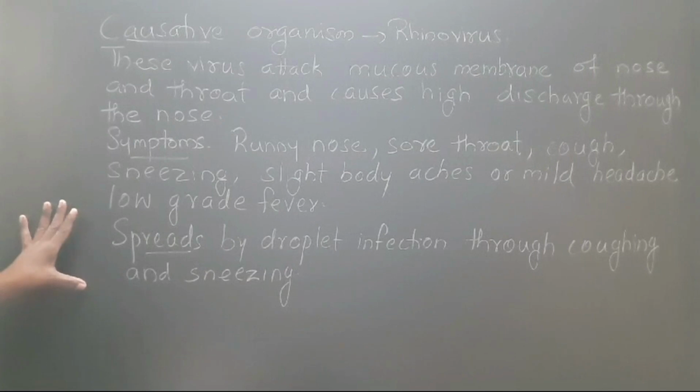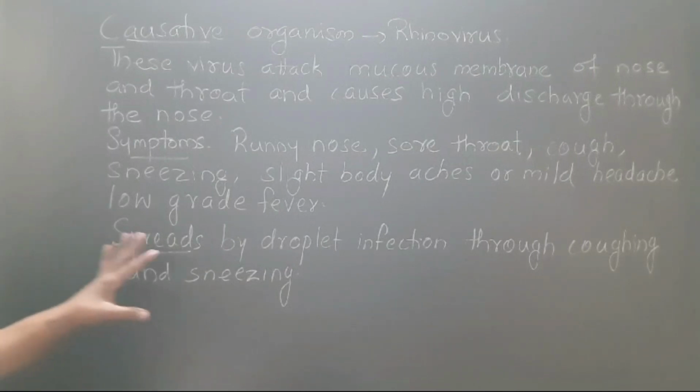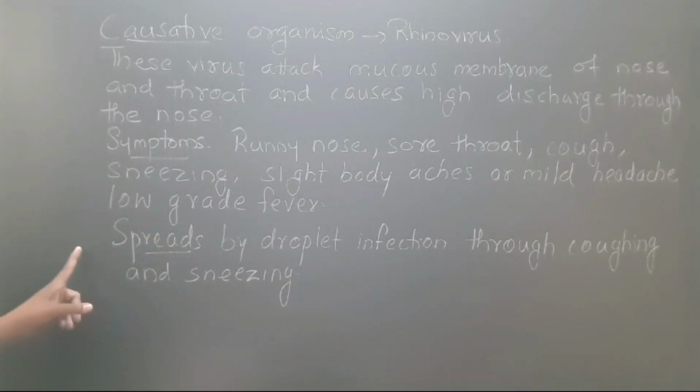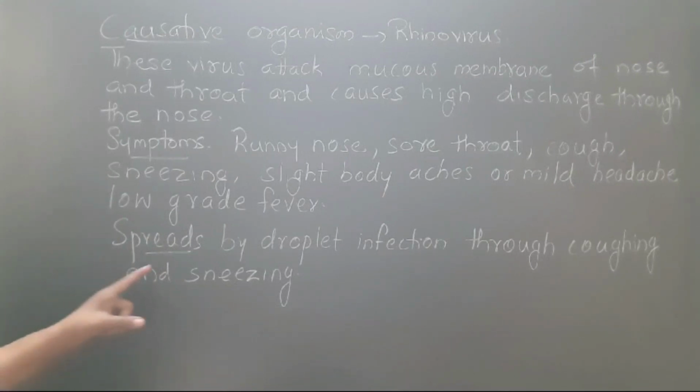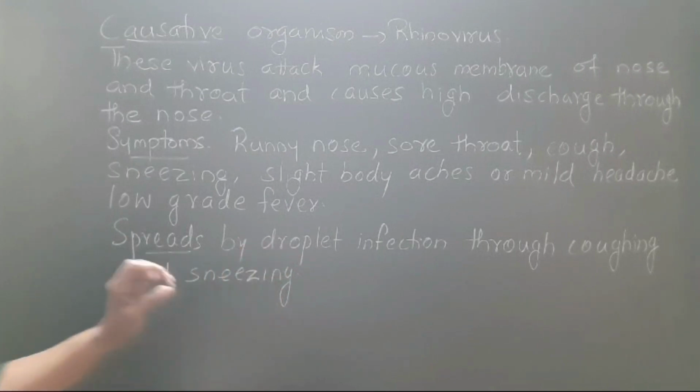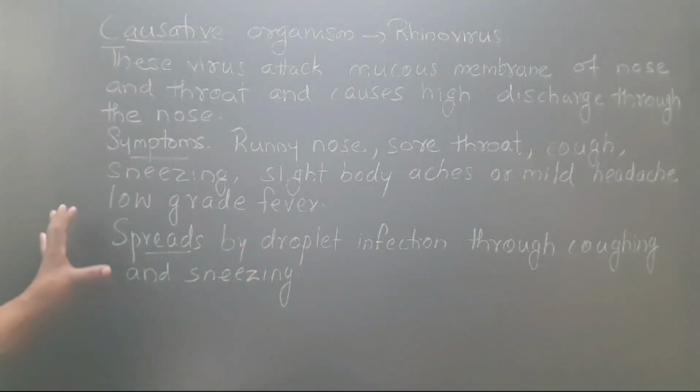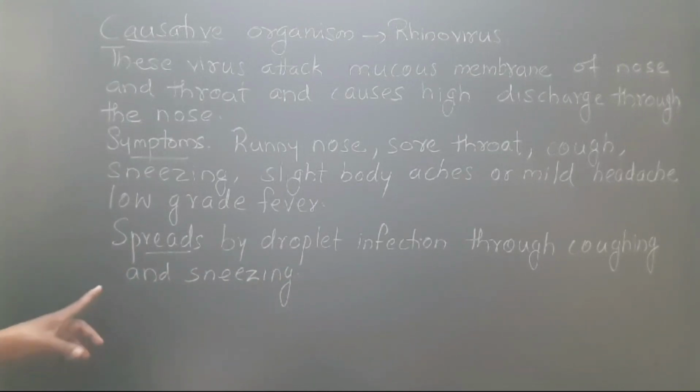How is it spread from one person to another? By droplet infection. When an infected person coughs or sneezes, by their droplets the organism spreads in the air, and a healthy person breathes it in, and they will get the common cold.